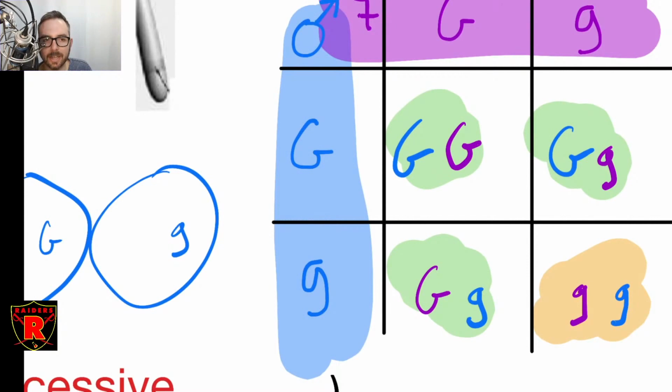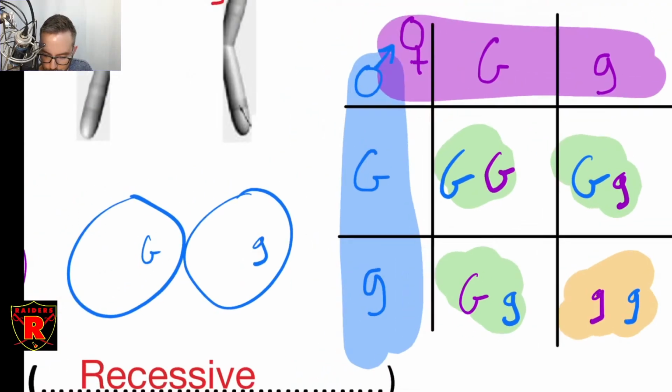So we can say that 75% of the time, these two people are going to make somebody with a widow's peak. And 75 is just 3 out of 4, right? 3 divided by 4 is 0.75. That's a 75% chance of making a widow's peak. And 25% of the chance, or 1 in 4, is going to make a straight hairline.